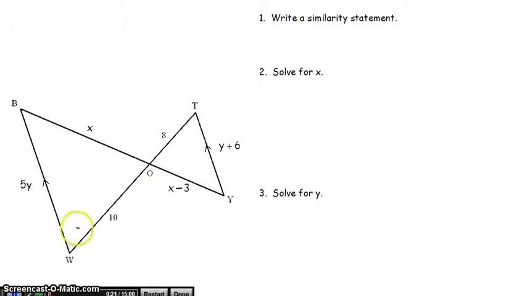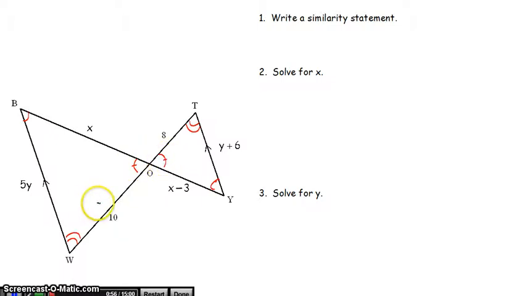Remember back to semester 1, parallel lines cut by transversals told us that we had some congruent angles. Specifically in this case, we have angle B congruent to angle Y. This is a transversal, alternate interior angles are congruent. In addition, angle W is congruent to angle T for the same reason. As a transversal, alternate interior angles are congruent. We also have vertical angles that we can mark congruent.